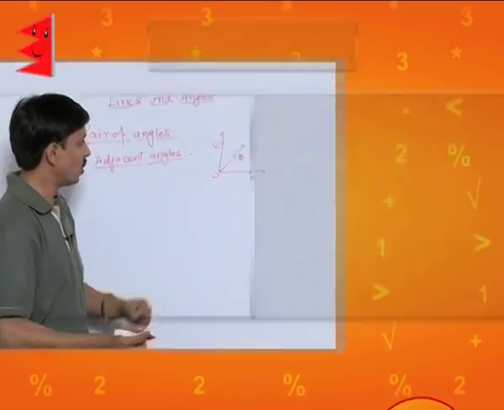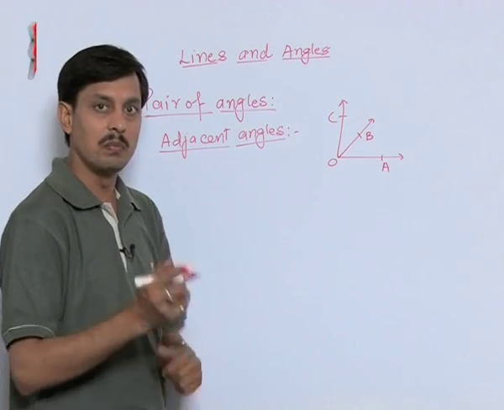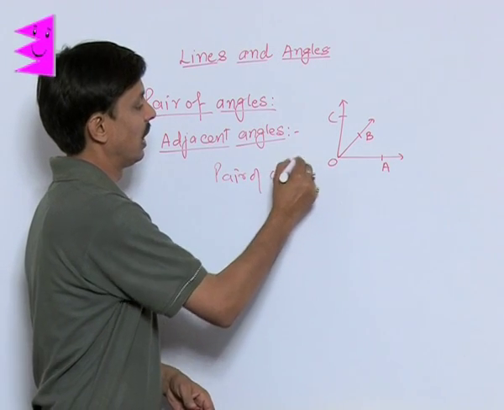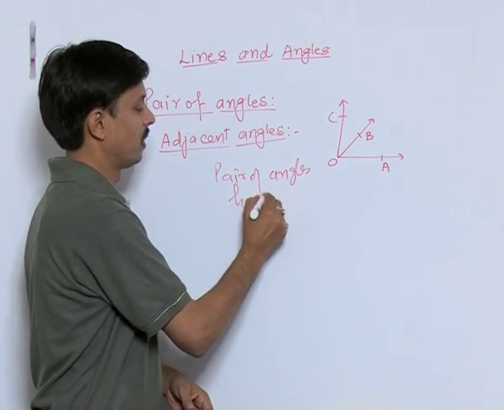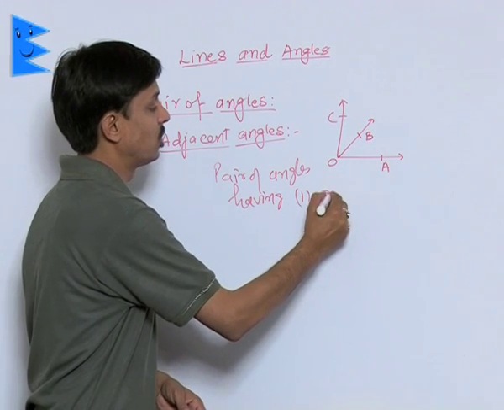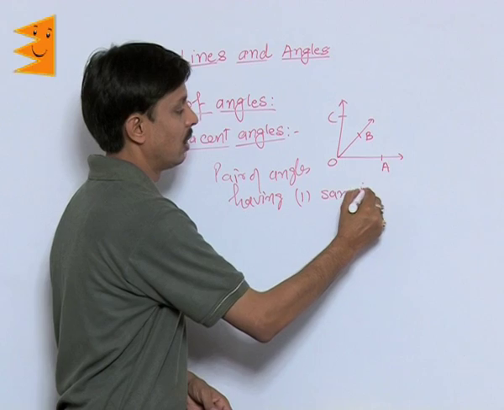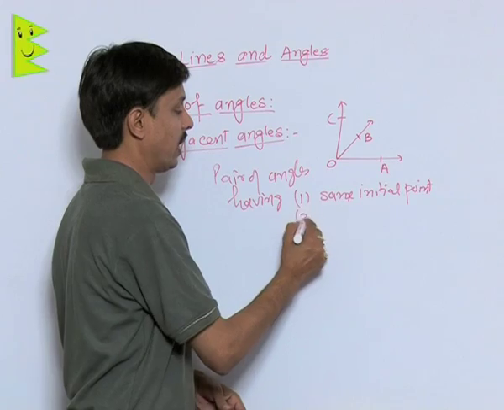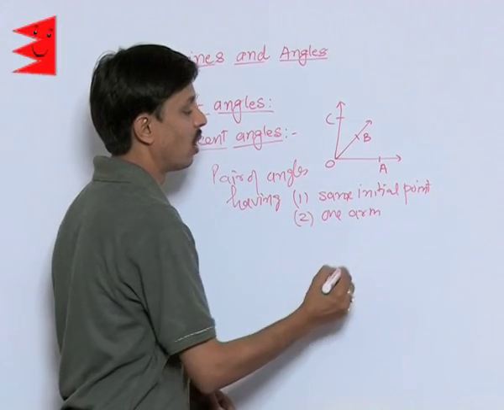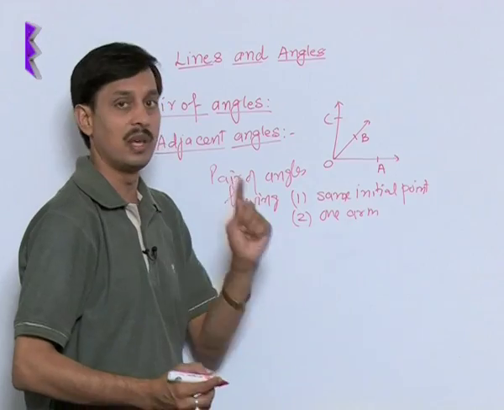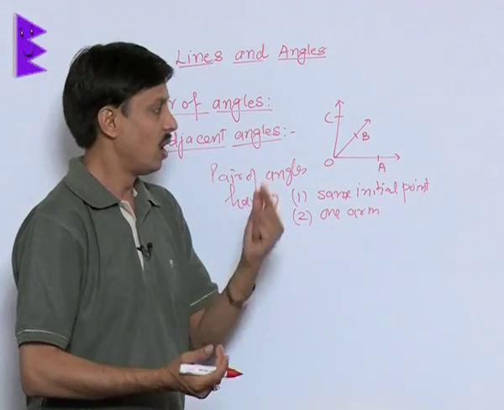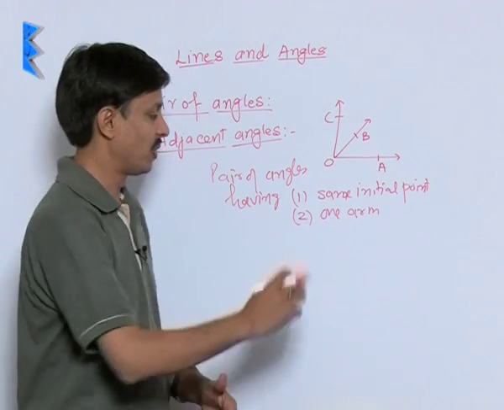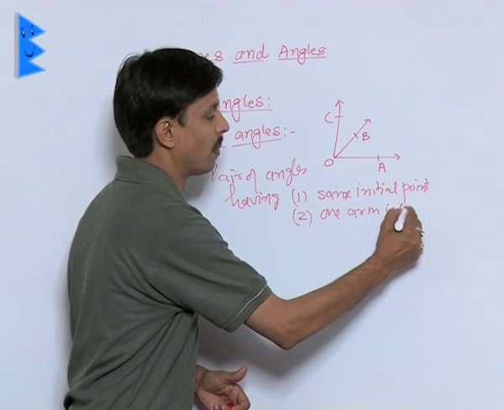What I am trying to tell you is that a pair of adjacent angles means a pair of angles having, first thing, the same initial point, that is, the starting point is the same. Second, one arm is common. Do not be surprised, listen, an arm is known as the ray of an angle. When any ray is used to form an angle, that is known as the arm. One arm is common.